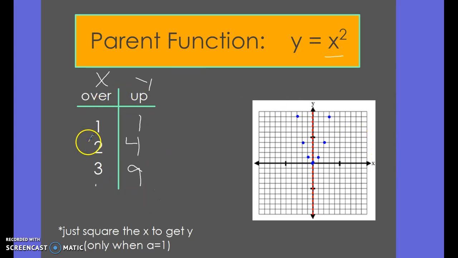So we're going to use this pattern. You always go over 1, up 1, then over 2 and up 4, then over 3 and up 9 from the vertex, whatever the vertex of your current parabola is. Now this will change a little bit when the a value changes, but we will look at an example to demonstrate what happens when that a value changes.